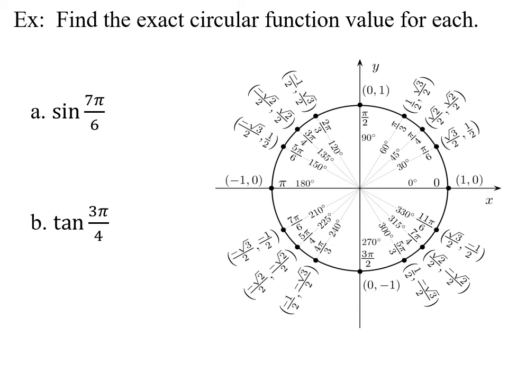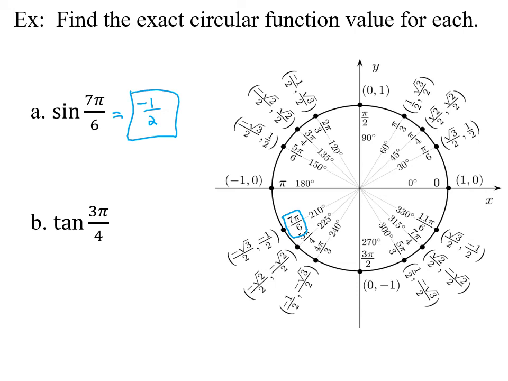This says find the exact circular value as well. And it says find sine of 7 pi over 6. So all you want to do is go to 7 pi over 6, which is right here. And sine of 7 pi over 6, sine is the y value, so you just pull the y value off. The y value is negative 1/2.